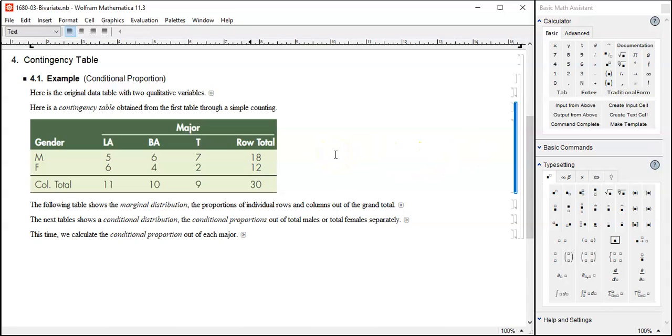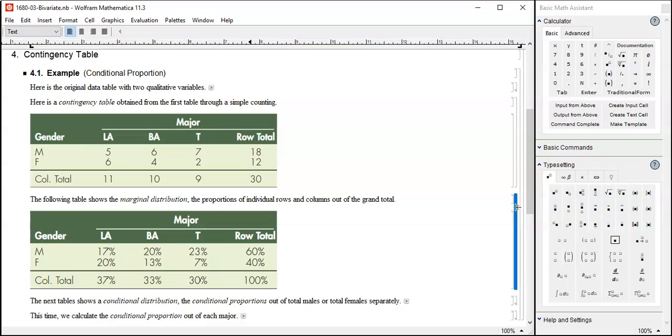Now we have male and female, which go in rows, and then majors, liberal art, business, and technology, which go in columns. And this contingency table shows something called marginal distribution. That is the proportions separated by rows and columns, like this.